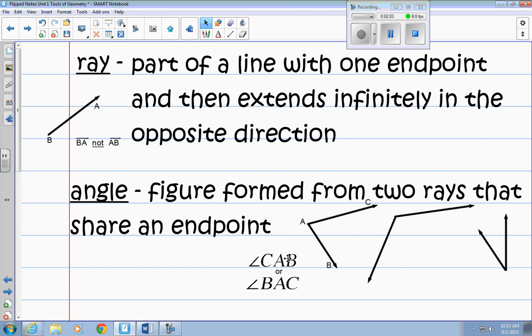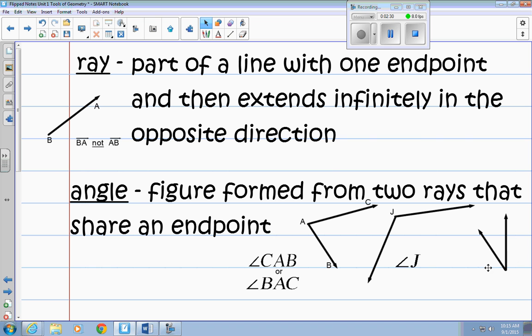So this angle right here could be called angle CAB or angle BAC. Either one is fine. The rule is that the vertex of the angle, the corner of the angle, has to be the middle point. If we only have one angle, we can actually name that angle with just one point, just the vertex. The tricky thing is when you have multiple angles at that same vertex, then you have to name it using 3 letters.